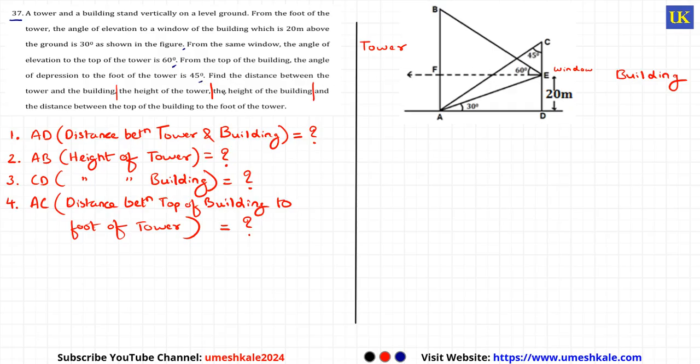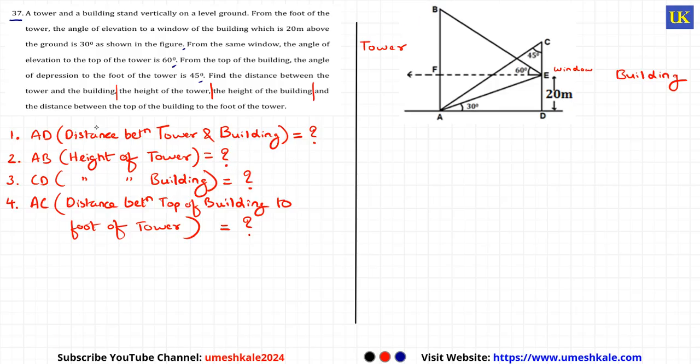And now we have to find all these things. So first they are asking us to find the distance between the tower and the building. So this is the tower, this is the building, so the distance between them is AD. So AD is what we have to find. So this is the first thing which we have to find. Then the height of the tower. So the height of the tower is AB. So AB is what we have to find, second.